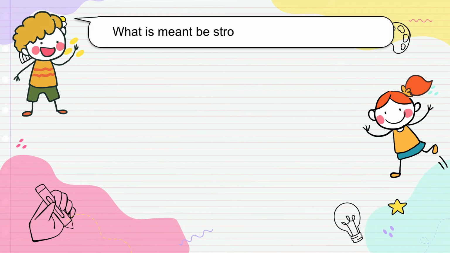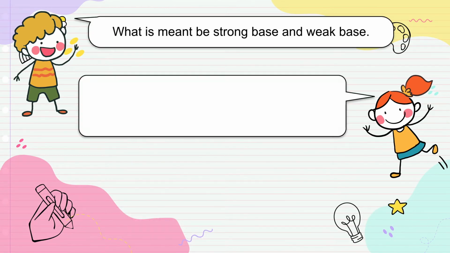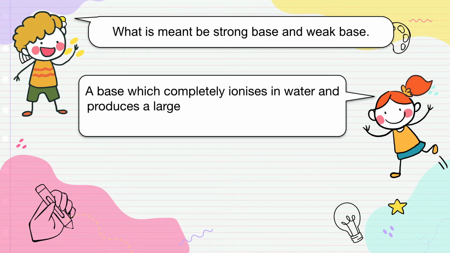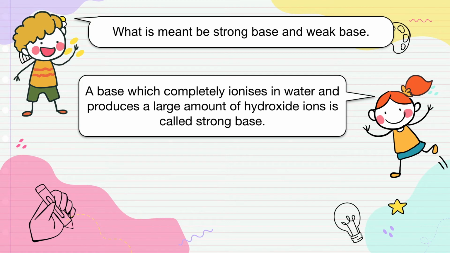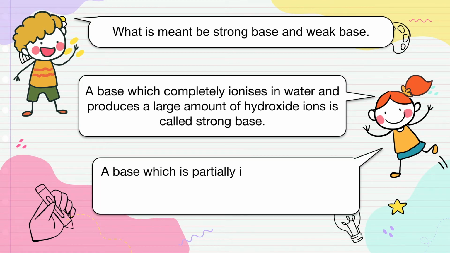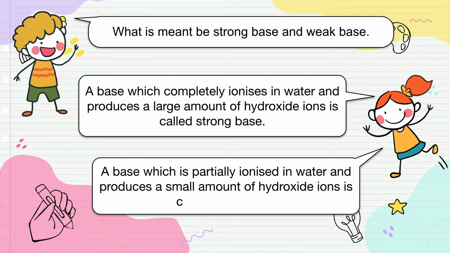What is meant by strong base and weak base? A base which completely ionizes in water and produces a large amount of hydroxide ions is called a strong base. A base which is partially ionized in water and produces a small amount of hydroxide ions is called a weak base.